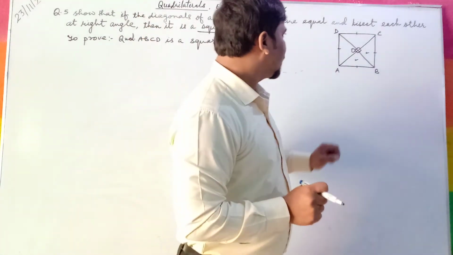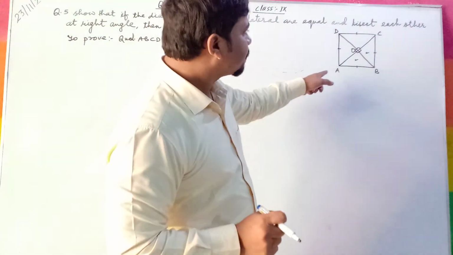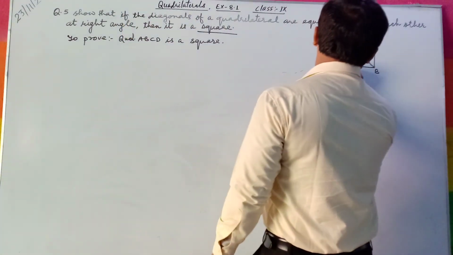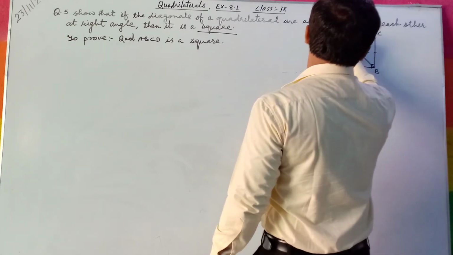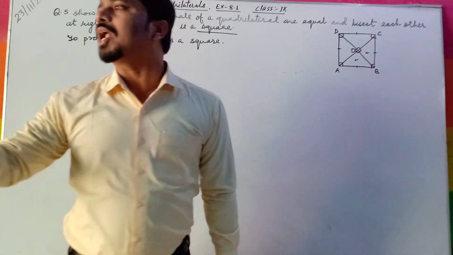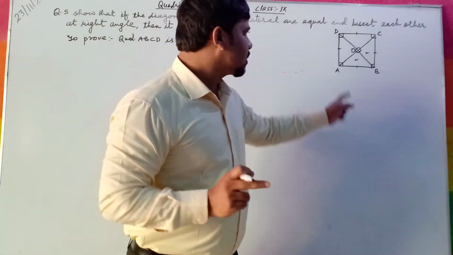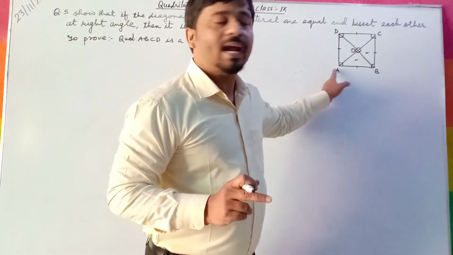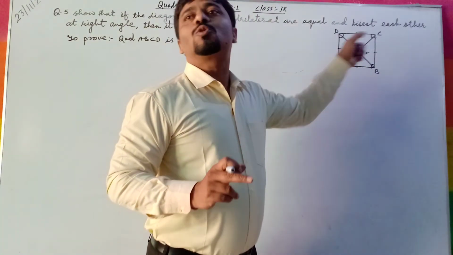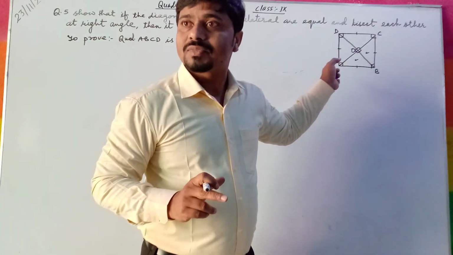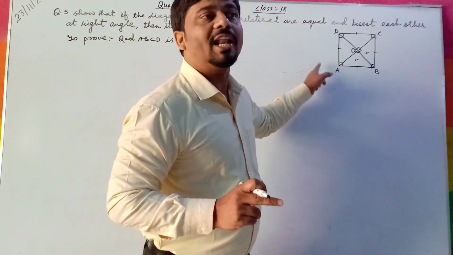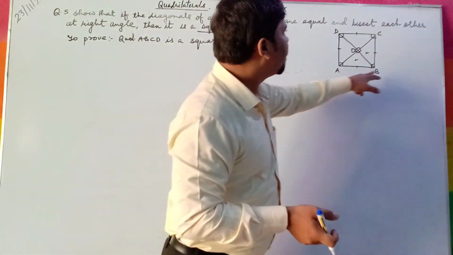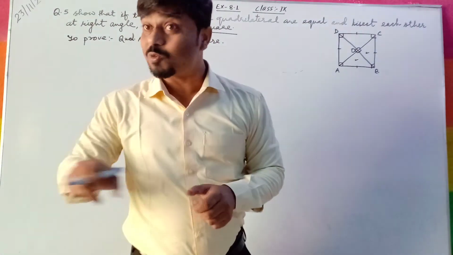After that, what will we do? You have to prove each of the angles is 90 degrees: angle A, angle B, angle C and angle D. All angles are equal to 90 degrees. That we will prove. First, take angle A and angle B. In which two triangles do they lie? The triangle ABC and triangle BAD.